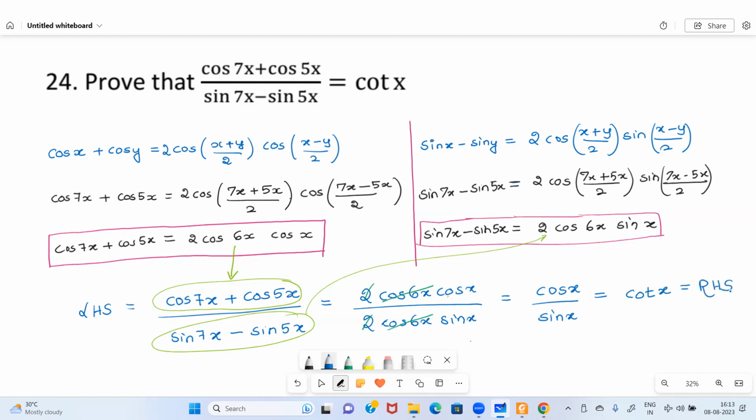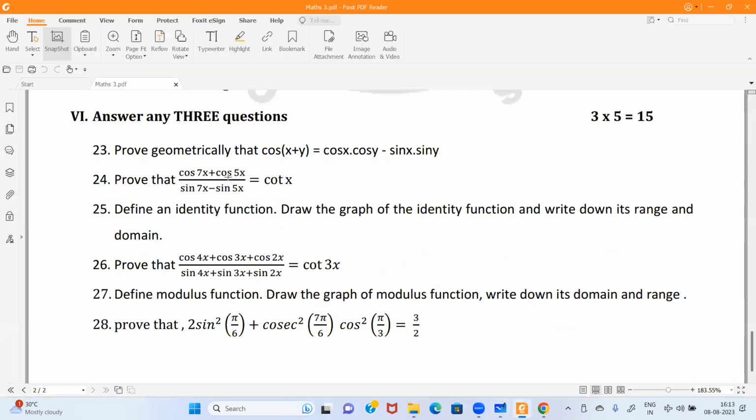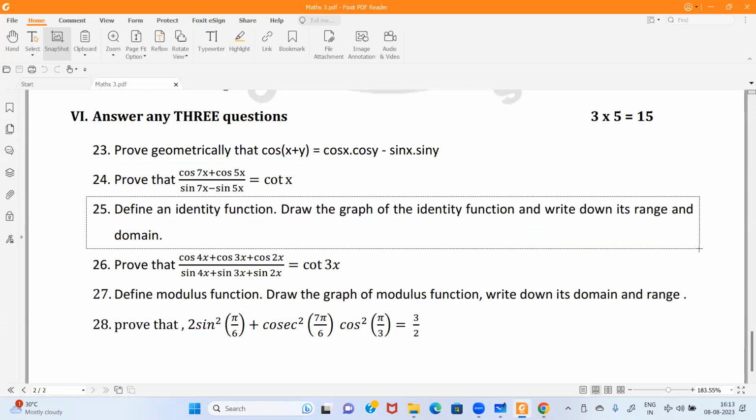Very simple question, students, which will fetch you 5 marks. Clear, students? Just usage of the transformation formulas, which you need to be thorough with: cos x + cos y, cos x − cos y, sin x + sin y, sin x − sin y. All right, students. Very good. Now we'll move on to the next question. This also we had seen earlier. We'll just revise it once.